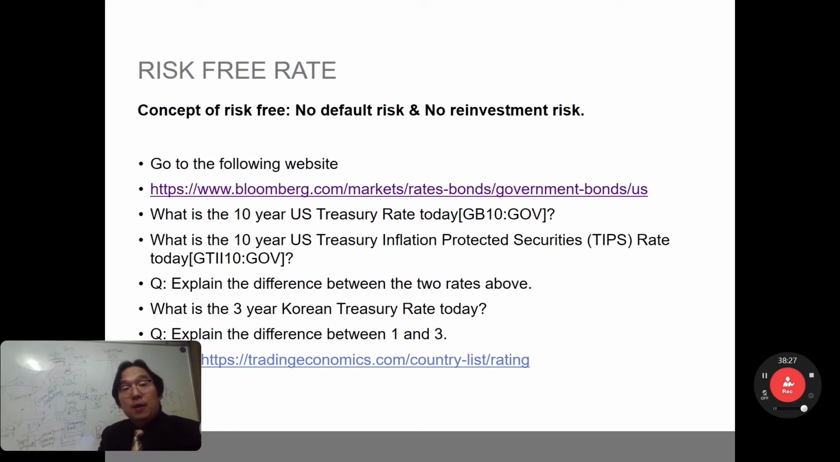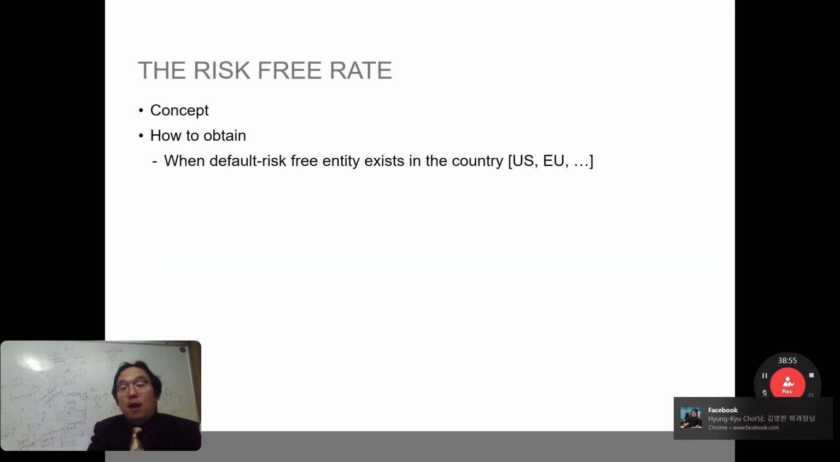The concept of risk-free rate, we're going to go through it. And I told you already enough about the US Treasury rate, so you can explore this website yourself and then answer those questions. Some of them, like the last one, will be more open questions. What's the difference between the Korea Treasury rate and the US Treasury rate? In what aspect? Please think about those things. The concept of risk-free rate, and how to obtain it, is an important issue we're going to talk about.